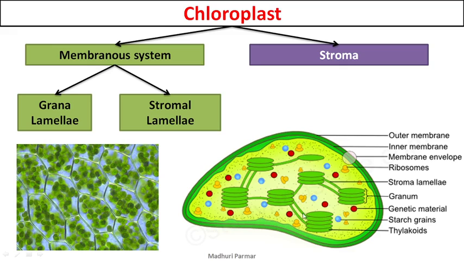And then there are stromal thylakoids or stromal lamellae. These thylakoids connect the two grana. They are nothing but interconnections. They are like bridges between the two grana. So this is the basic structure of a chloroplast.